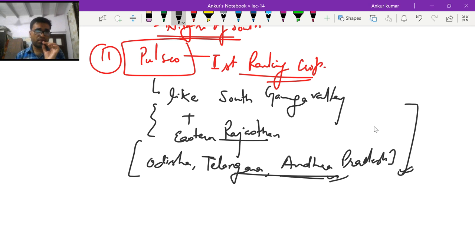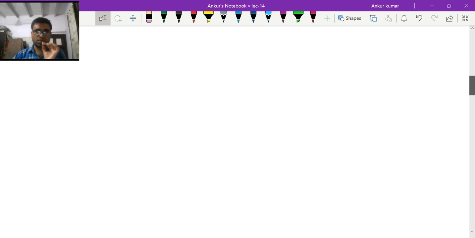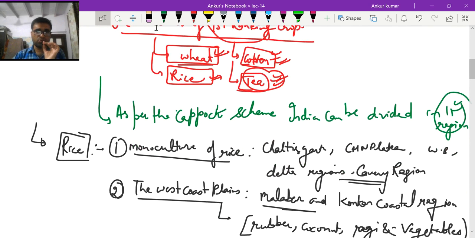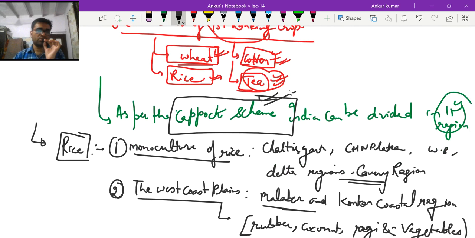So this is the Kapok scheme where he identified 11 regions and discussed those regions in terms of the first ranking crop, like where rice is the first ranking crop, where maize is first ranking crop, wheat, barley, cotton, maize, tea, pulses. So these 11 regions were discussed by Kapok. This was the first scheme of regionalization of India, where India was divided into 11 regions.